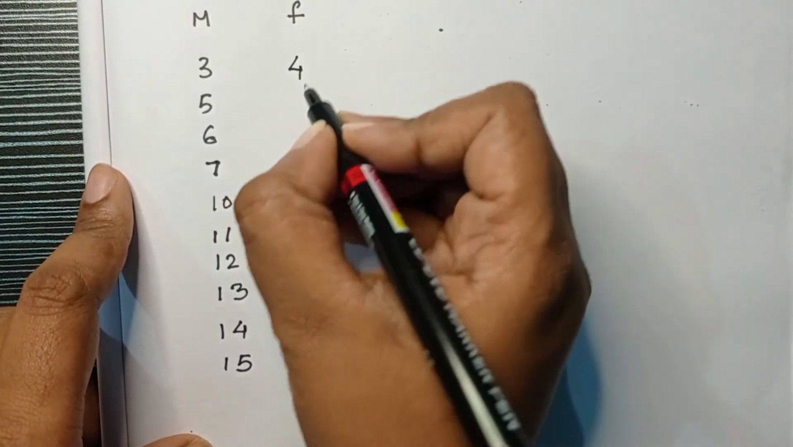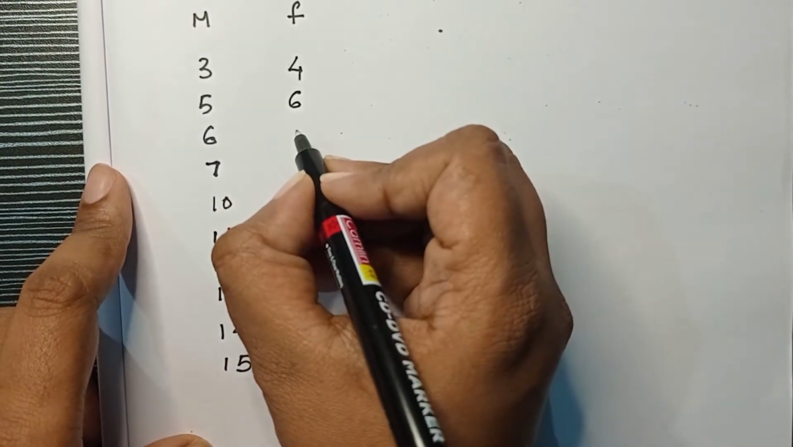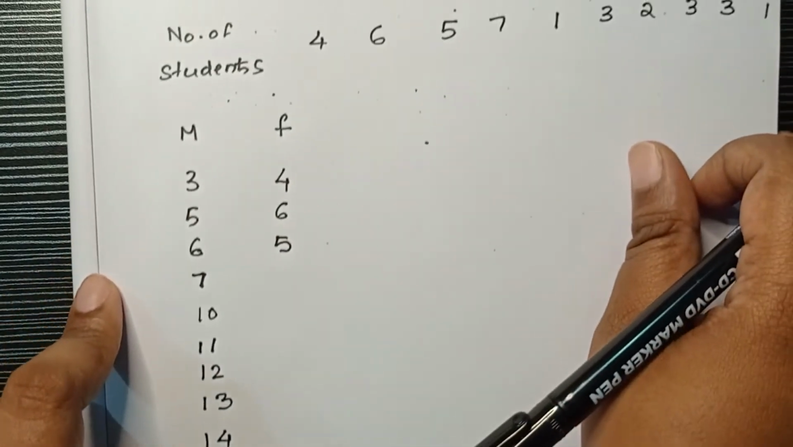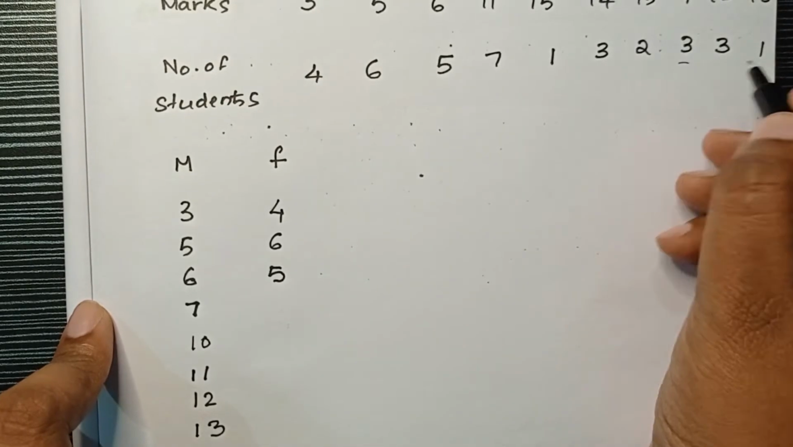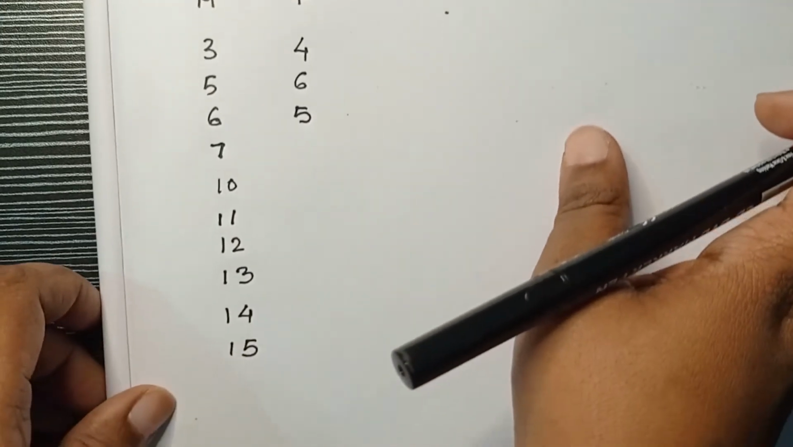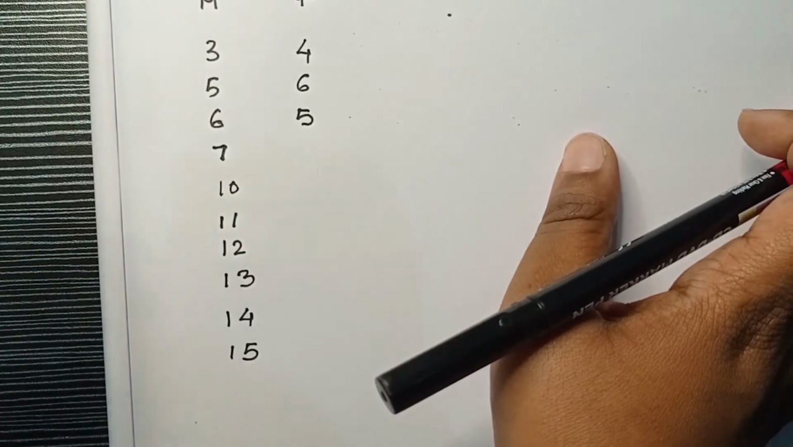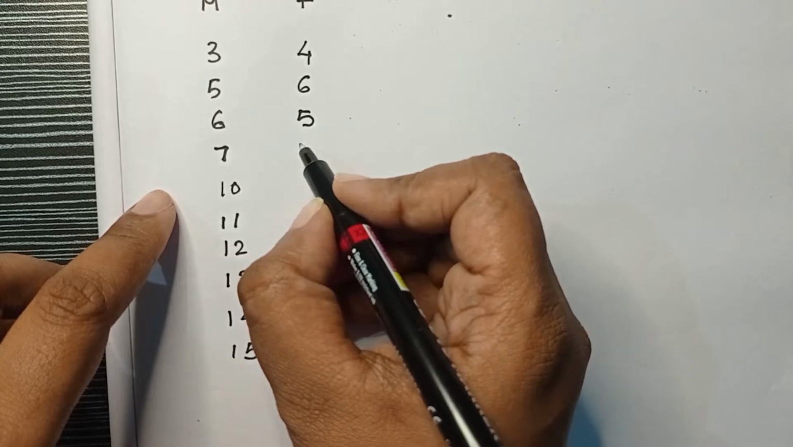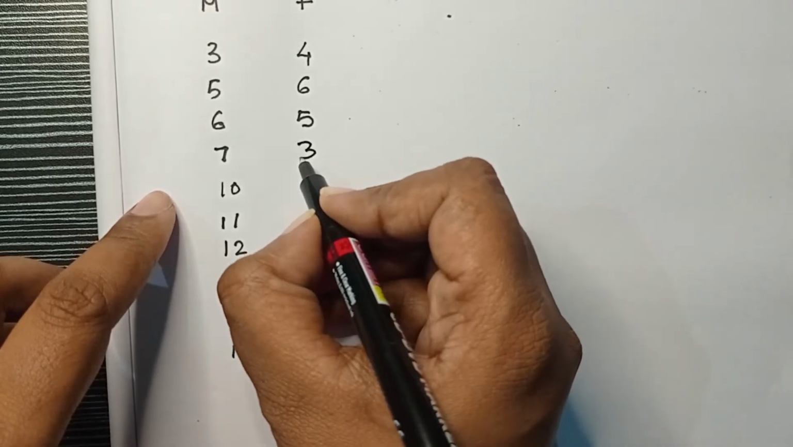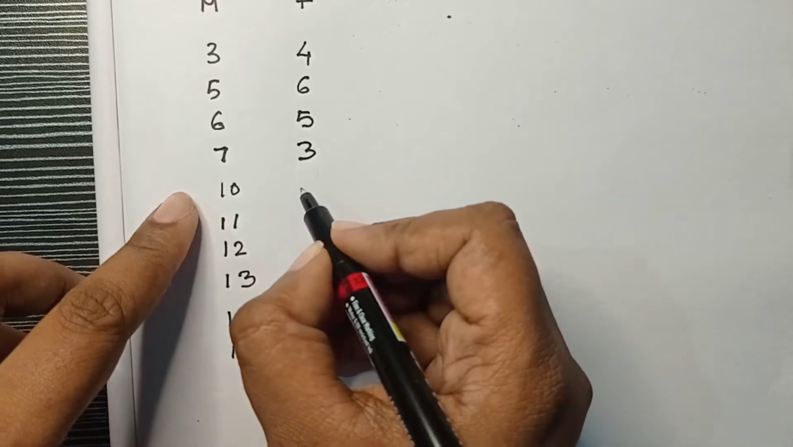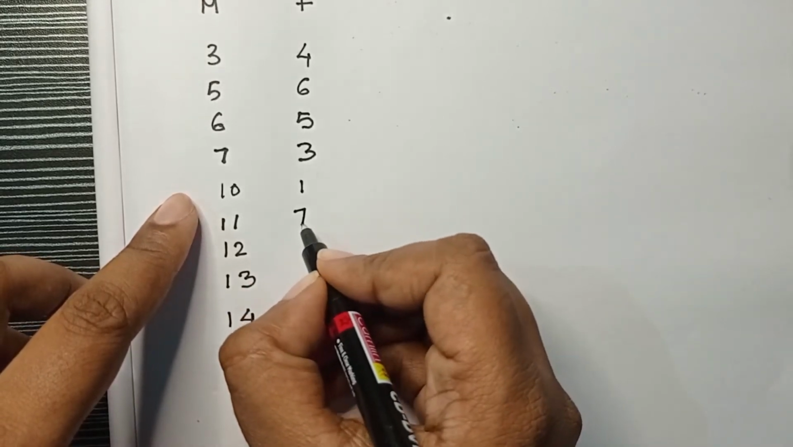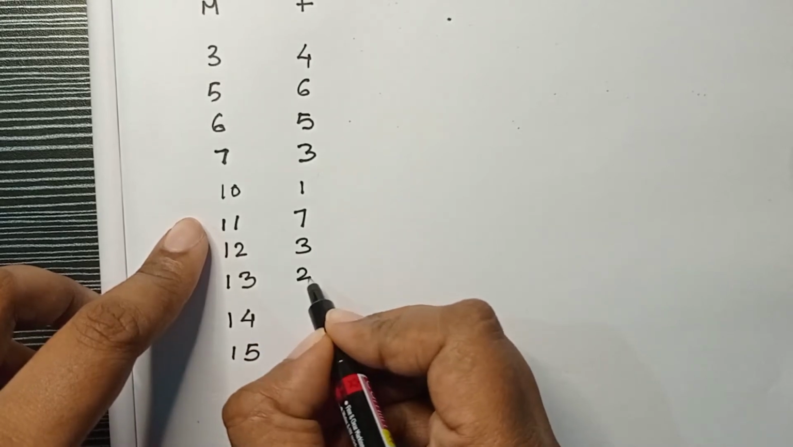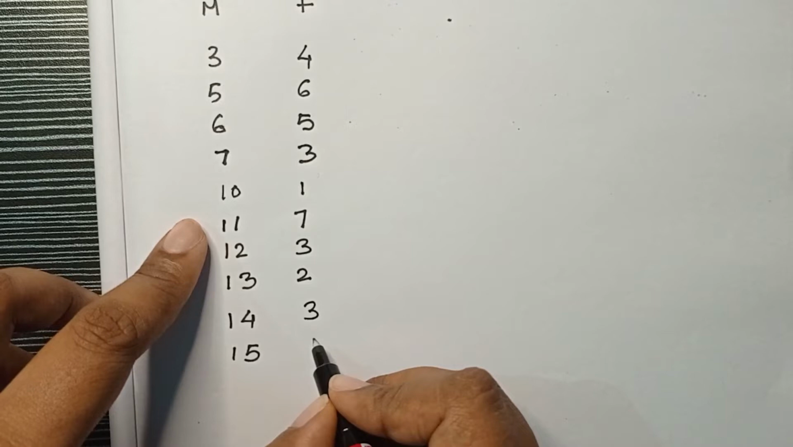And we are going to write the corresponding frequency. For 3 it is 4, for 5 it is 6, for 6 it is 5, for 7 it is 3. If you want the question, you can just rewind the video and you will see the question, or you can note it down while pausing it. For 10 it is 1, 11 it is 7, 12 it is 3, 13 it is 2, 14 it is 3, and for 15 it is 1.